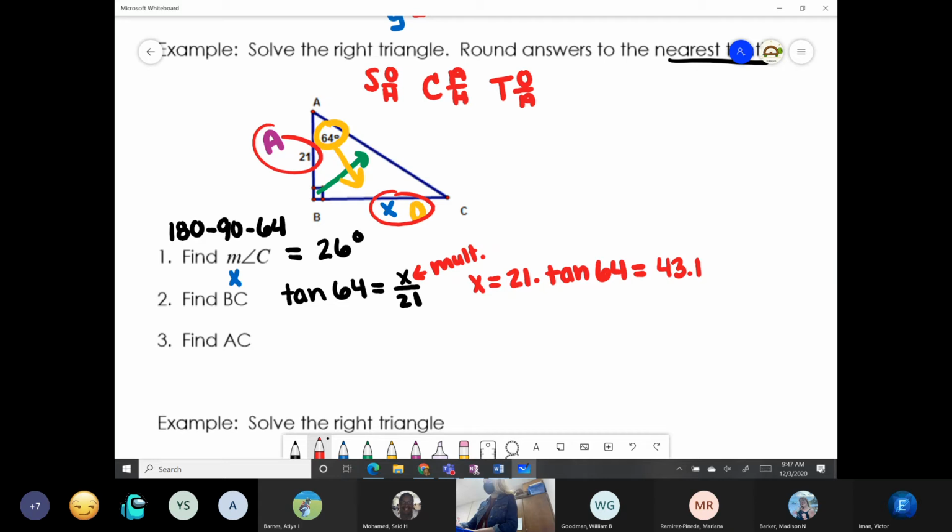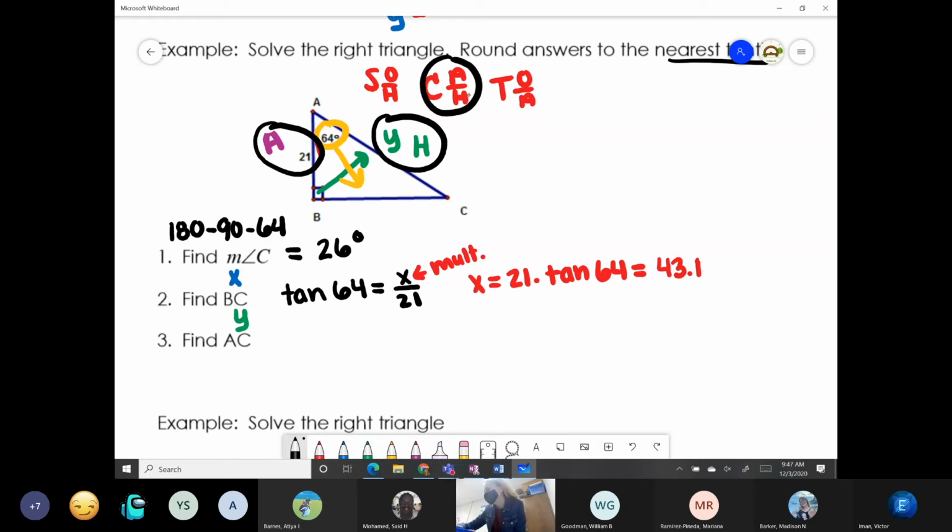Now that I found BC, I'm going to go ahead and erase all this stuff here. Now I'm going to want to find AC, so I'm going to put a Y right there. AC, remember, is across from the right angle, so that is the hypotenuse. So now I have A by 21 and Y by H. A and H is CAH, so I'm going to have cosine of 64 equals 21 over Y. Variable in the bottom, I'm going to divide.